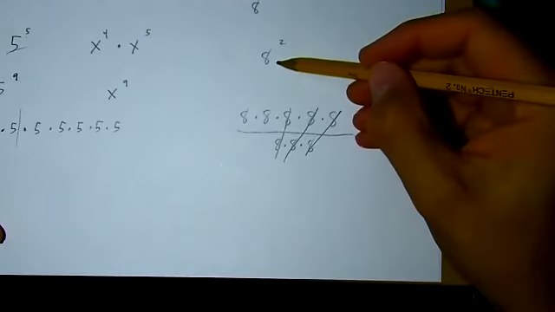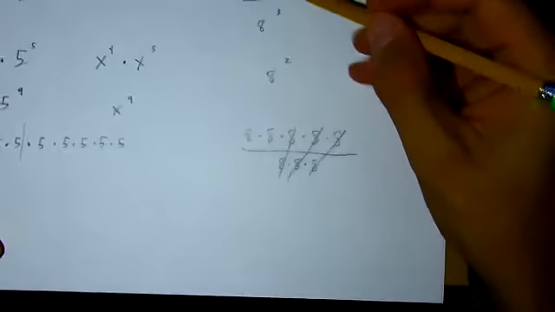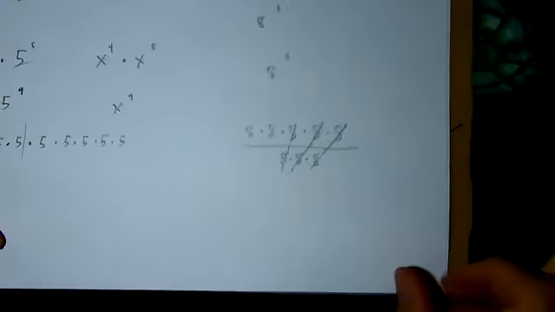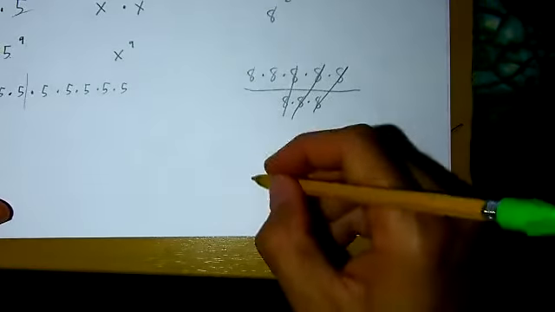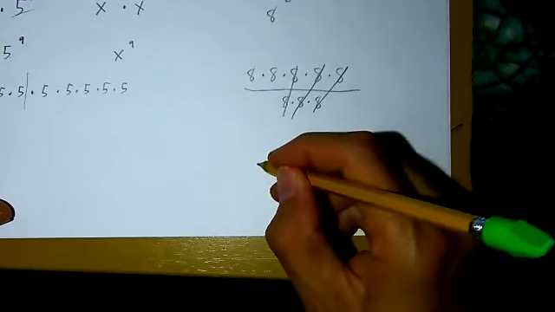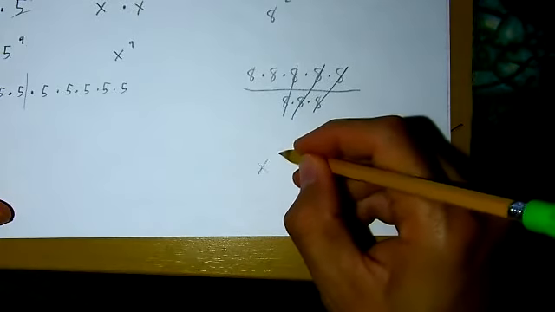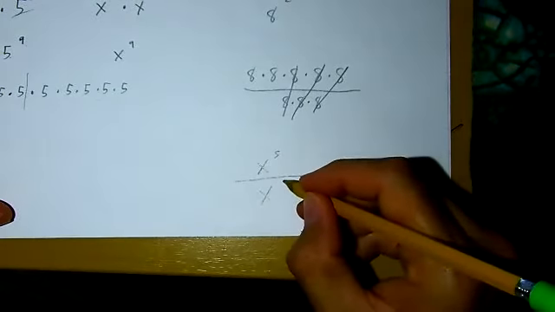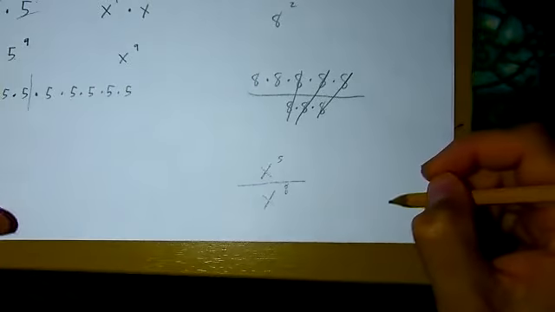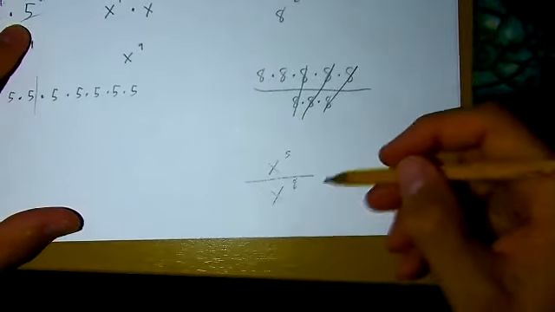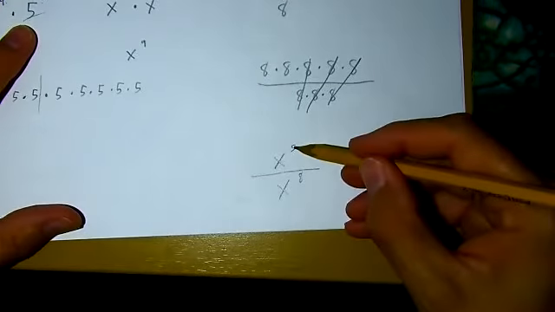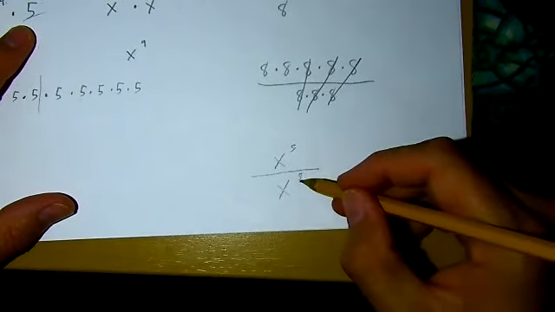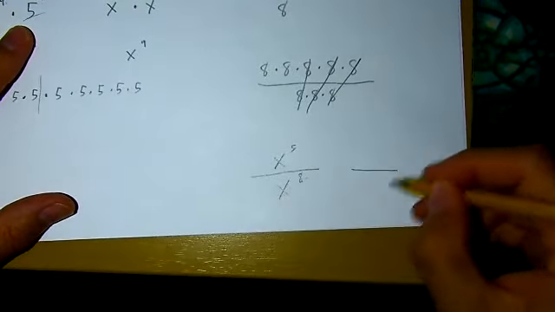Now that's what happens if you have a higher exponent on top than you do on bottom. If you have a higher exponent on the bottom, the opposite happens. So if you have x to the 5th over x to the 8th, what would happen is 5 of these x's would cancel out with 5 of these x's, and you'd be left with x to the third on the bottom.